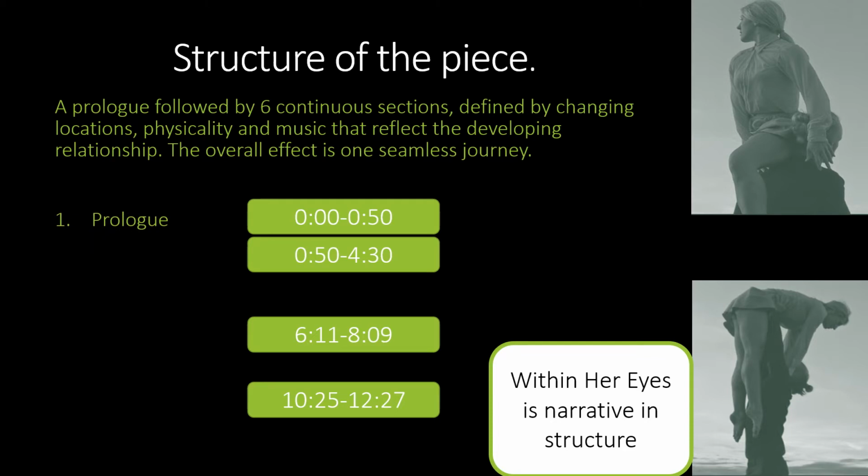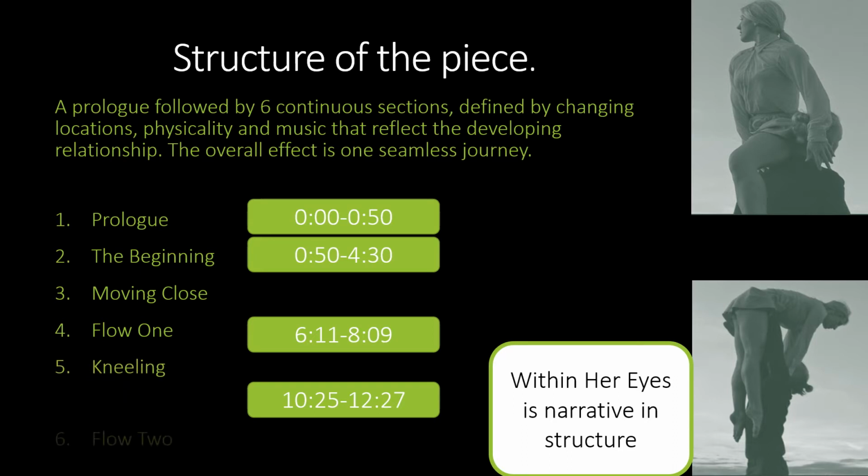So the prologue, which is what this video is about, and there's the time signature next to it. Then the next section that we study is the beginning. Moving closer is the third section, however, we don't study that section. Then we look at flow 1, and we do have a focus on that section. Then kneeling, then flow 2, which again is another section that we study, and ending with floor. Of course, we always want to know about the whole piece, so we can get an overall vision. However, we are focusing on 4 sections, and I've put the timings there as well, so you can easily find this when you go to watch Within Her Eyes.